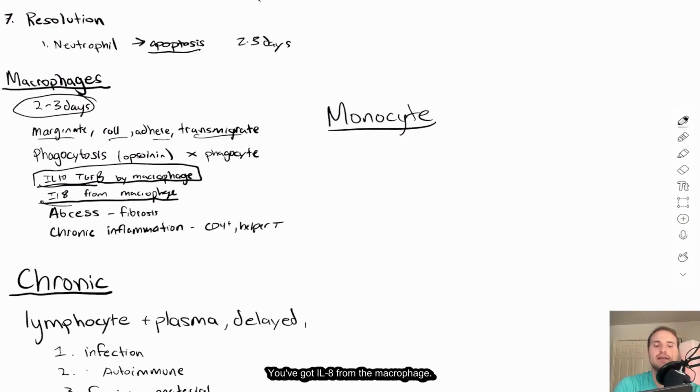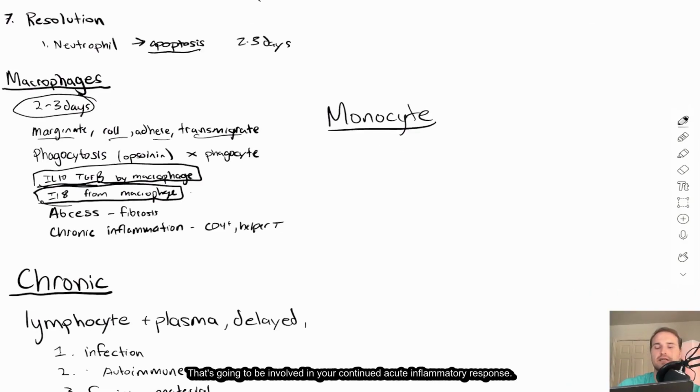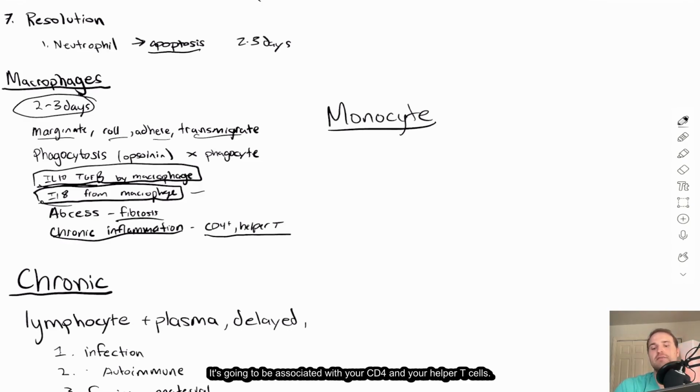You've got IL-8 from the macrophage. That's going to be involved in your continued acute inflammatory response. Abscess is associated with your fibrosis as well, and chronic inflammation. It's going to be associated with your CD4 and your helper T cells. So these antigen presentations are going to cause your chronic inflammation.